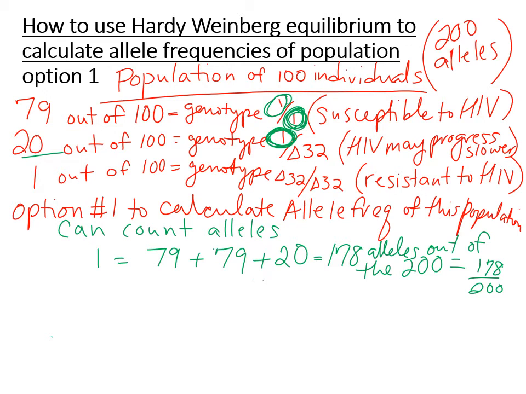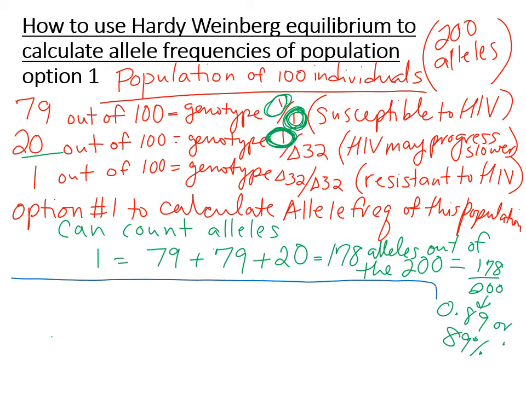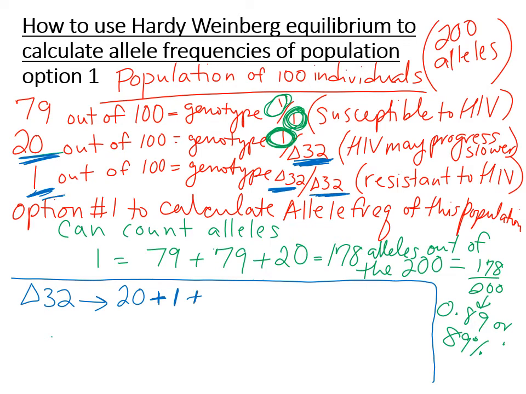So that would give you 0.89, or 89% of this population is the number one allele. The second allele that we have is delta 32. Where do you see delta 32? That first spot is 20 individuals, so there are 20 delta 32 alleles there. Where's the next spot that you see delta 32? Right here, and that's one allele. And the last spot that you see it, well, that's one allele again. So that's 22 out of 200 alleles.